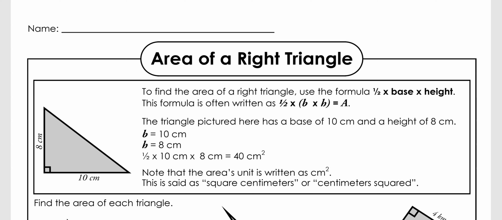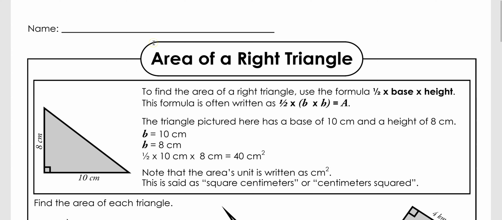Area of right triangles. To find the area of a right triangle, use the formula 1/2 times the base times the height. This formula is often written as 1/2 times b times h equals A. The triangle pictured here has a base of 10 centimeters and a height of 8 centimeters.